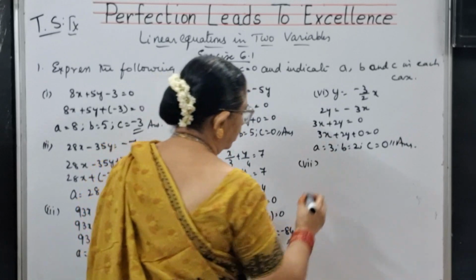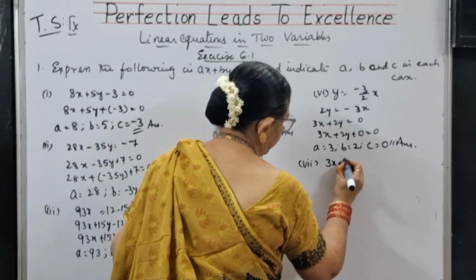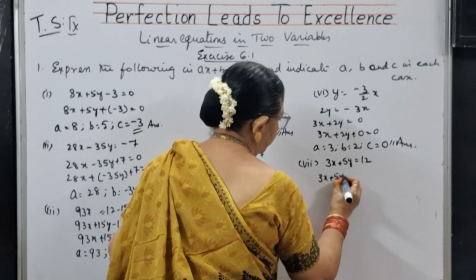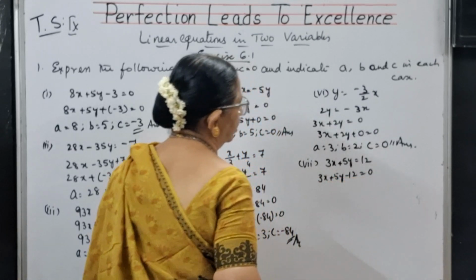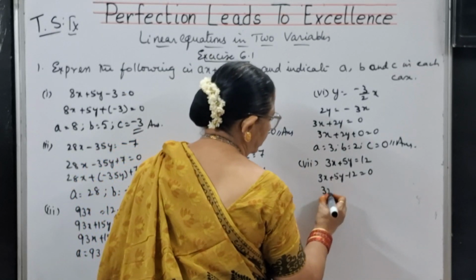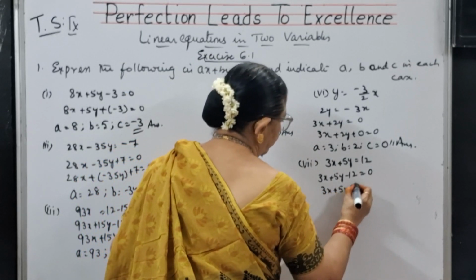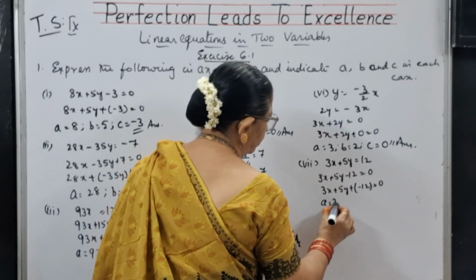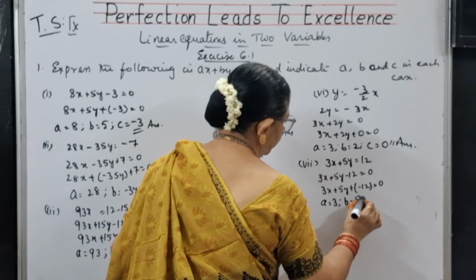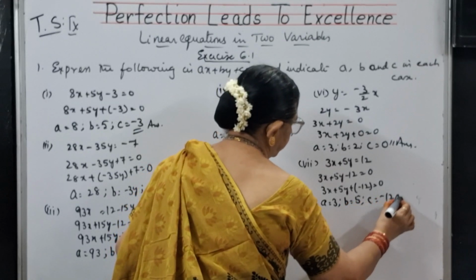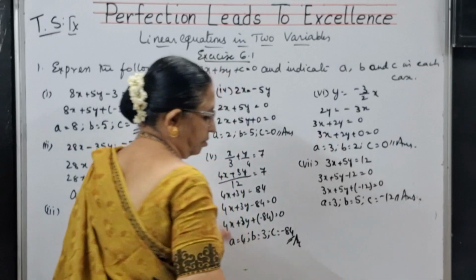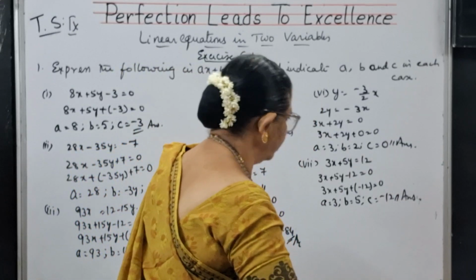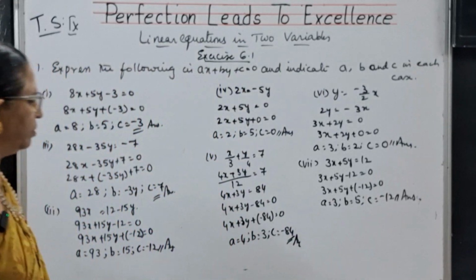Now, the seventh one, 3x plus 5y is equal to 12. That means 3x plus 5y minus 12 is equal to 0. So, you can write it as 3x plus 5y plus of minus 12 is equal to 0. So, a is equal to 3, b is equal to 5, c is equal to minus 12 is the answer, children. So, these are the solutions for this first problem, please note it down.